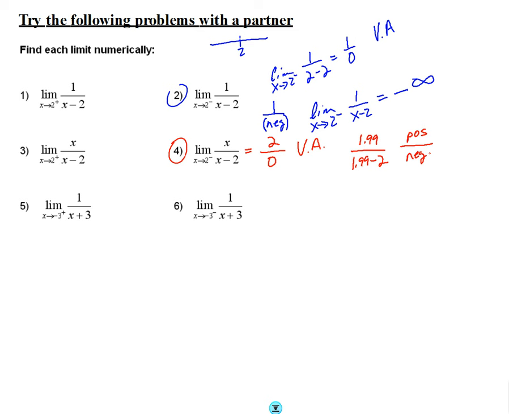And because I already know it's a vertical asymptote, what's a positive or negative give me? Negative. So at this point, I'm able to say that the limit as x approaches 2 from the left of x over x minus 2 is going to be negative infinity.